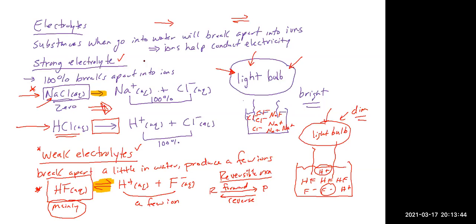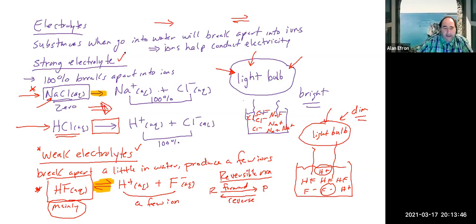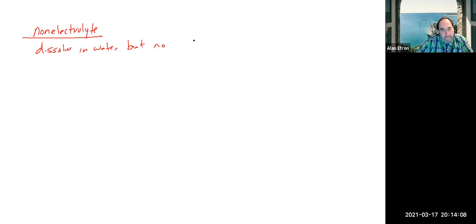Other questions on that? Okay. And there's actually one more electrolyte type, which I think you mentioned there. It's a non-electrolyte. A non-electrolyte will dissolve in water, but no ions will be produced.